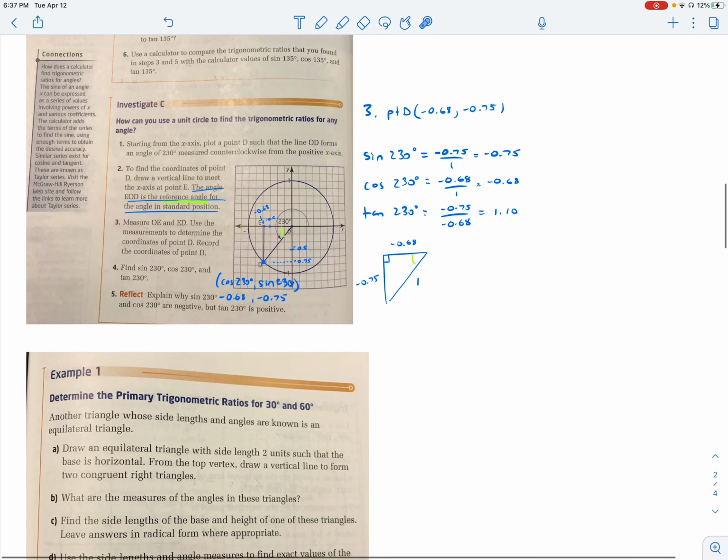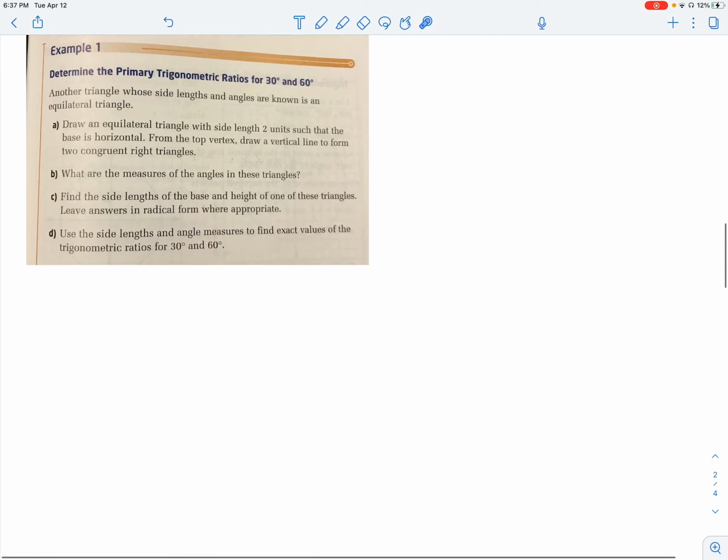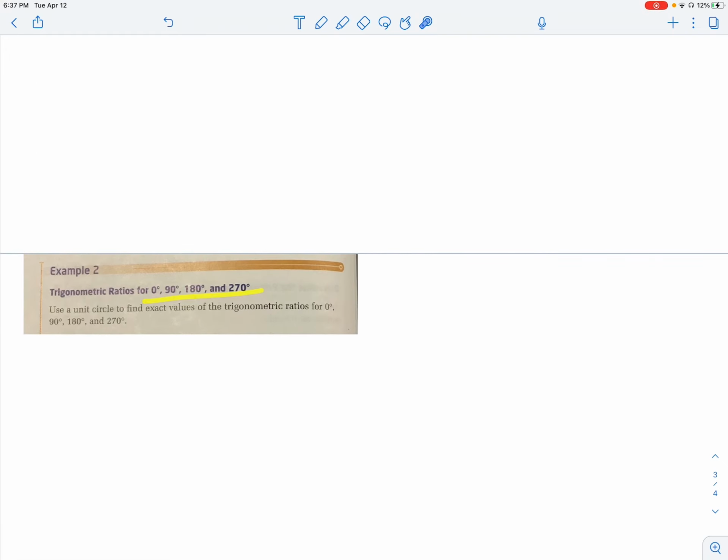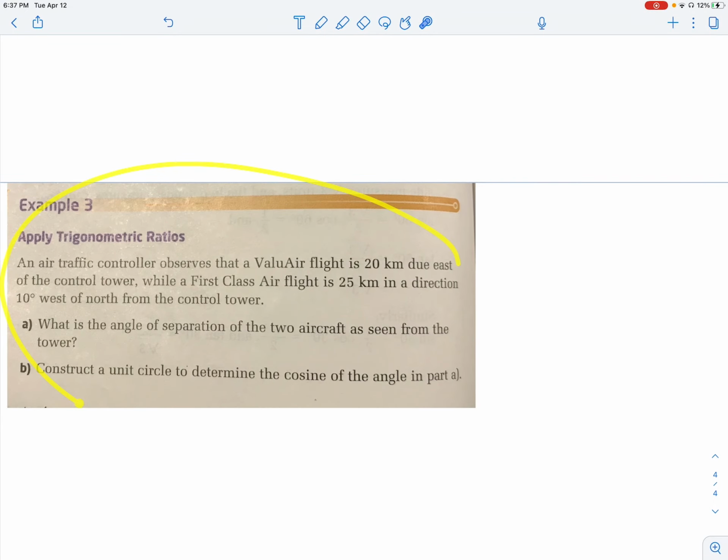You're going to see in the next videos, we're going to do some examples, and we're just going to keep finding more exact values for trig ratios. We'll do some that are less than 90, other examples greater than 90, and then we'll do an application question.